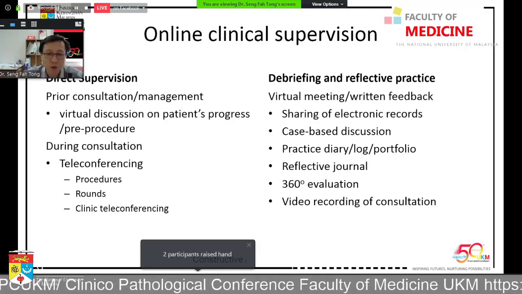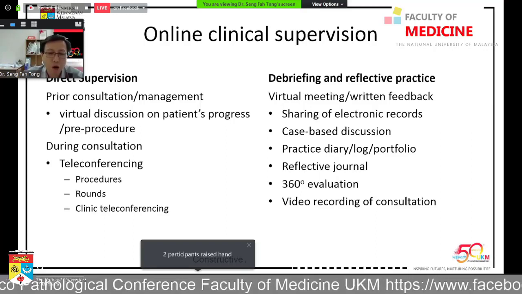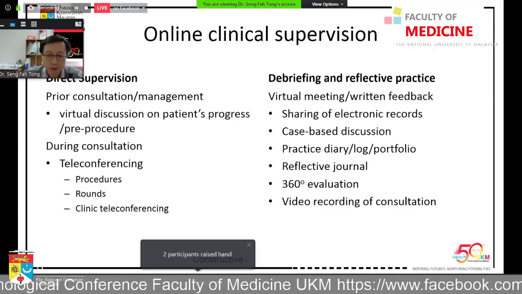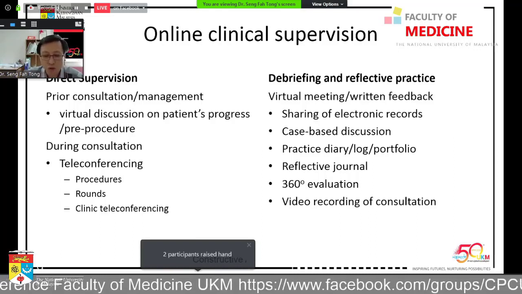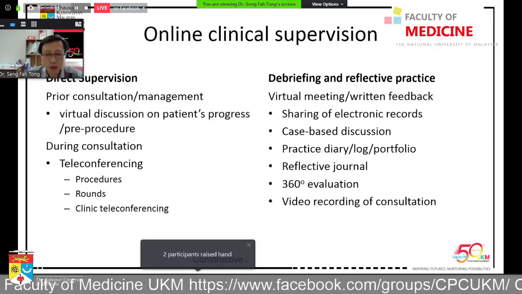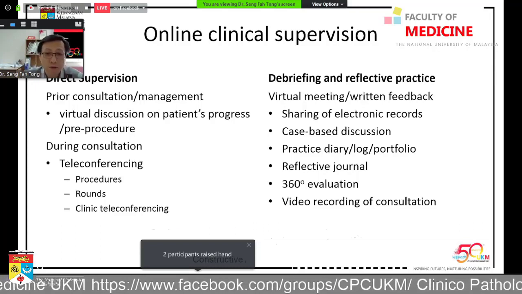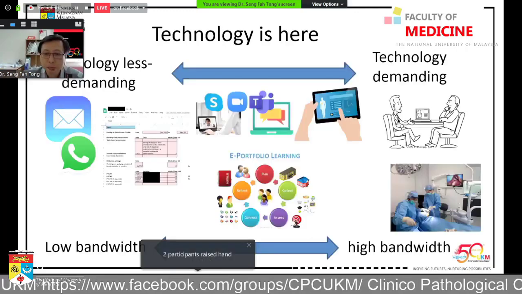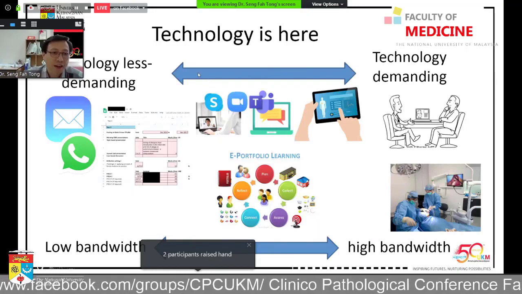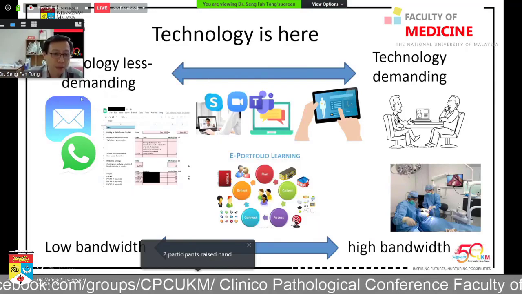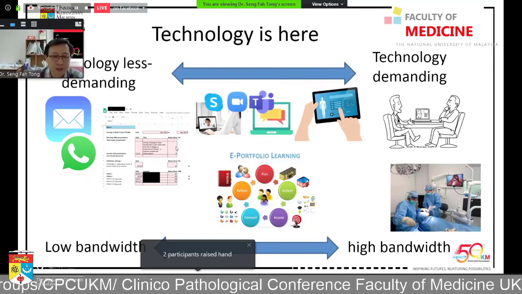Of course, when we talk about debriefing, reflective, indirect supervision, we talk a lot more about the cognitive as well as the affective way of teaching. So we really need to zoom in. What are we supervising about? Then we select the right tools. How can we do it? And technology is here, obviously. So you can have a very low-end or less technology-demanding option: email, for example, text, even a Google Sheet.